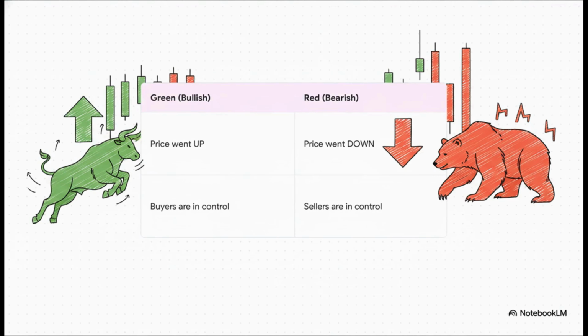Okay, at the most basic level, it really just comes down to two colors. Green is good news. It means the price went up during that period. The buyers, who we call the bulls, were in charge. Red, on the other hand, tells you the price went down. The sellers, or the bears, won that round. It's the fastest visual clue you can possibly get from a chart.